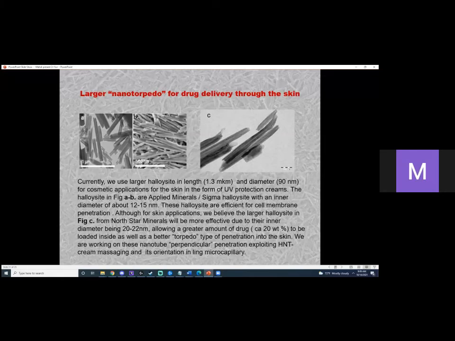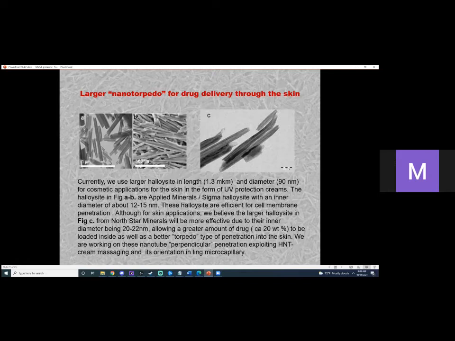Okay, and in our current work, we're using a larger halocyte, which has a length of 1.3 microns and a diameter of 90 nanometers, for cosmetic applications for the skin in the form of UV protection creams. The halocyte in figure A and B are from Applied Minerals and Sigma Aldrich, with an inner diameter of about 12 to 15 nanometers, which is quite normal.